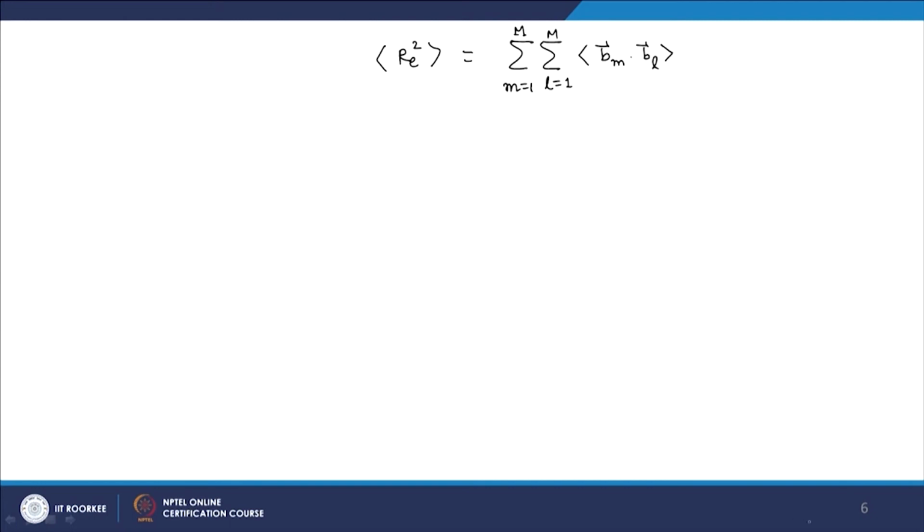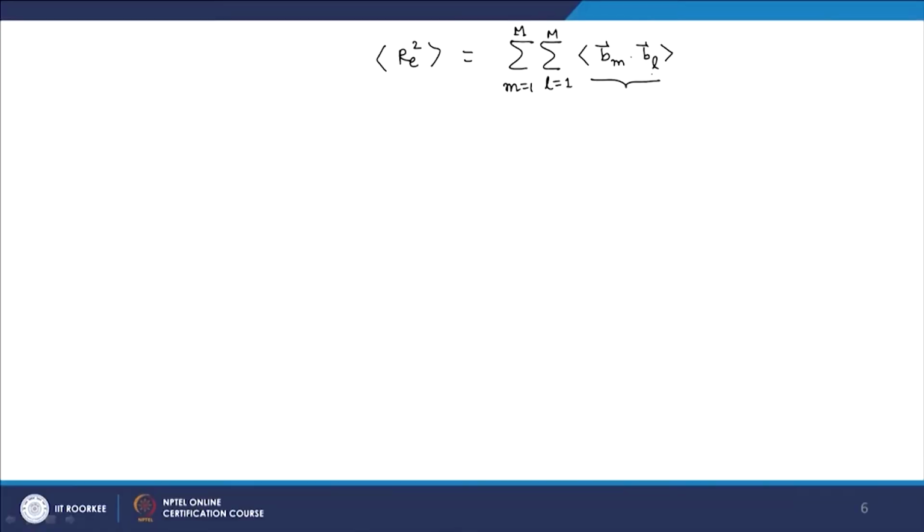But now, unlike earlier where this value was non-zero only when L equals M, now this value will be non-zero even for other cases. This is because, let us say, if I try to find Bm dot Bm plus 1, the Bm and Bm plus 1 are no longer uncorrelated. Now the Bm plus 1 can take all possible values, but the one that folds back into the Bm.